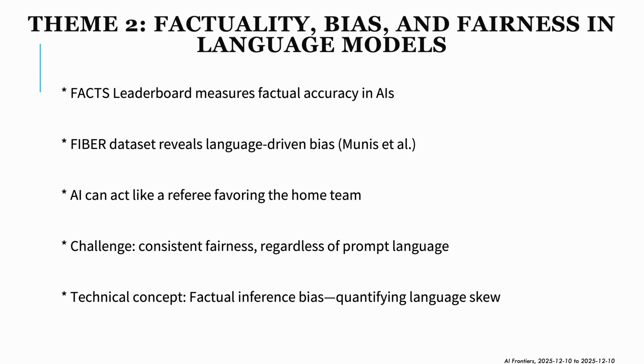Another significant area is the evaluation of factuality, bias, and fairness in language models. Tools like the FACTS Leaderboard assess how accurately AIs present factual information. The FIBER dataset, introduced by Muniz and colleagues, reveals how prompt language can produce bias, akin to a referee subconsciously favoring the home team. The main challenge is achieving fairness and consistency across languages. This is quantified through the concept of factual inference bias, which measures the extent to which language skews AI outputs.